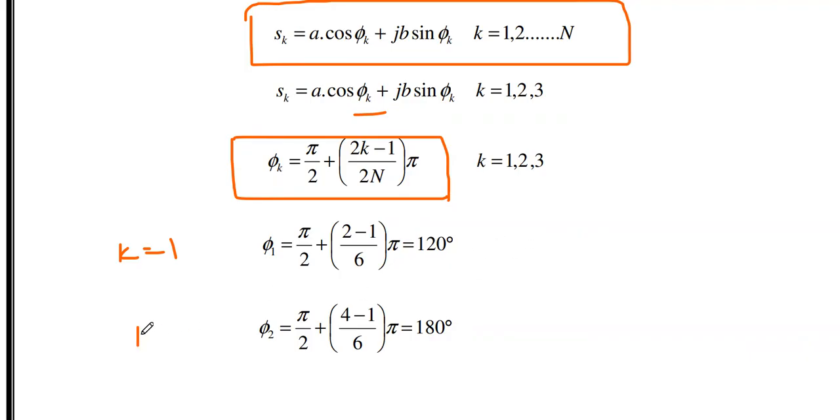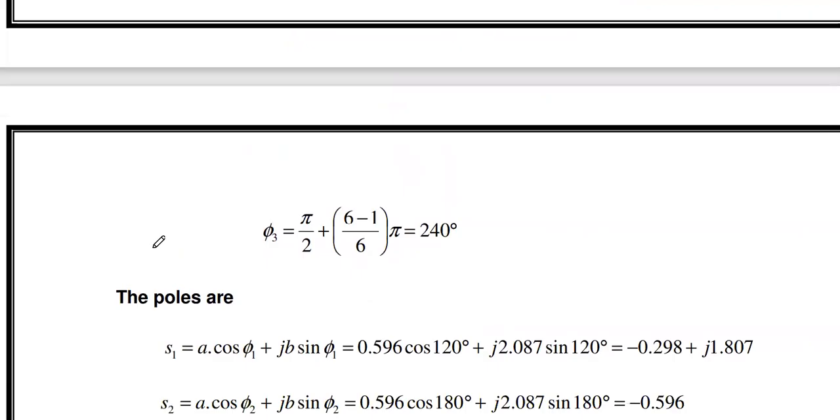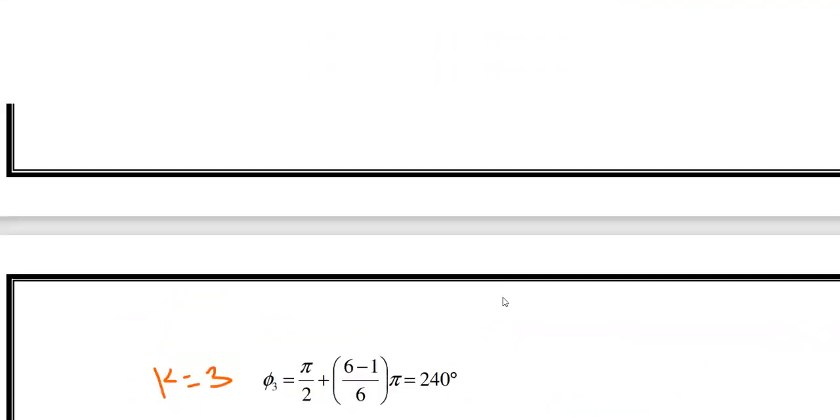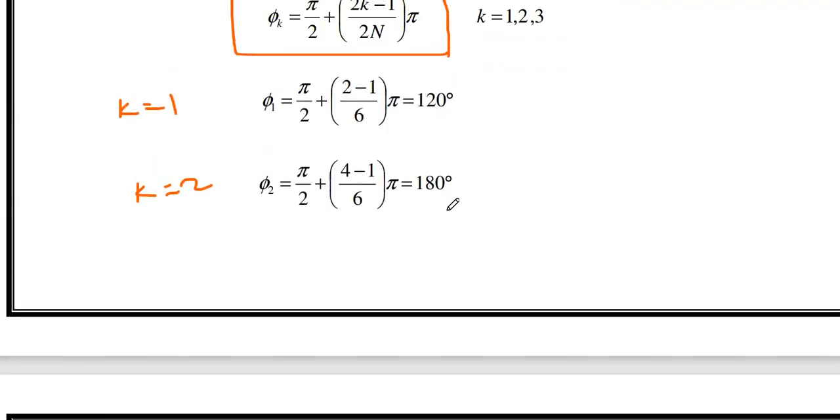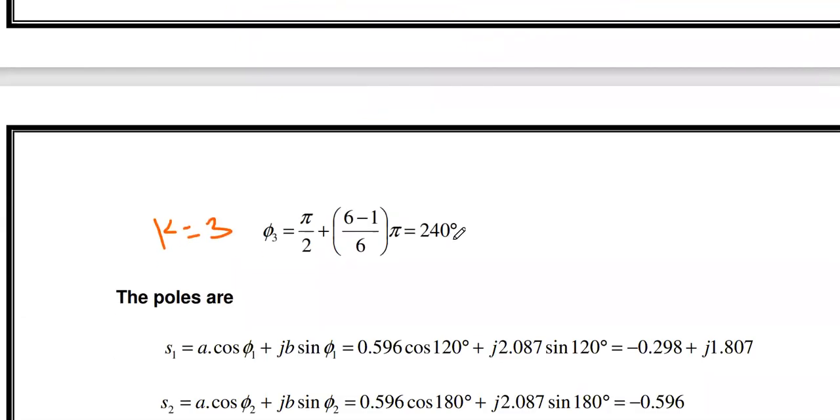Okay, similarly for k equal to 2, the angle phi 2 is equal to pi by 2 plus (2 into 2, 4, 4 minus 1, 3) by 6, pi. Okay, 3 pi by 6. Here pi is nothing but 180 degrees. So if you add, we get 180 degrees. Similarly for k equal to 3, we have to find the angle. It is 240 degrees. So phi 1 is 120, phi 2 is 180, phi 3 is 240.